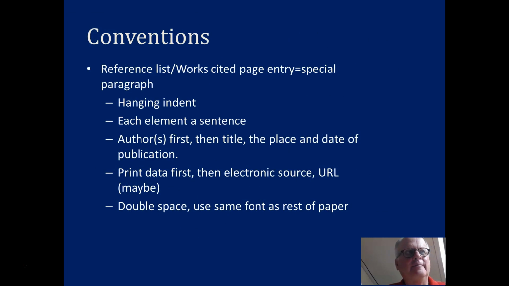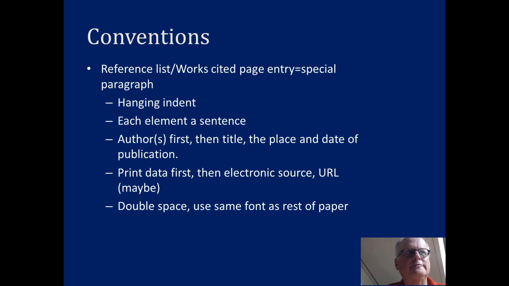One of the conventions to think about with both MLA and APA is that the reference list or Works Cited page entry is considered a special paragraph. I'll show you some examples of this later in the presentation. We use what's called a hanging indent, where the first line is run out to the left margin and everything is indented below that, so it's the reverse of a regular paragraph. Each element, the author name, the title, the publication data, is considered a sentence. We list the author's names first, by last name, and then the title of the article, then the place and the date of publication. The place, when we say place in academic life, we mean the name of the journal.